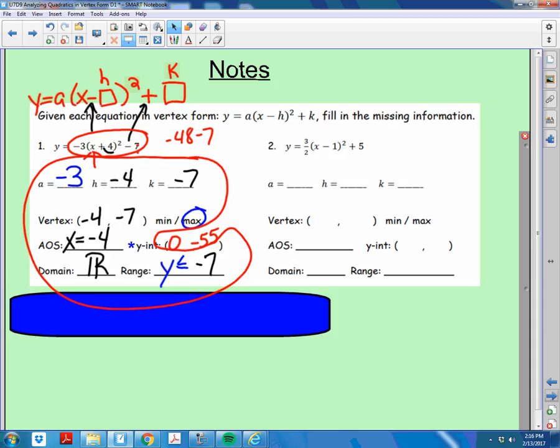Rather than that, I want you using your, yes? How'd you do the -55? How did you get that? I just made x 0 in the equation and then did the math. See where the x is? I just made it 0.